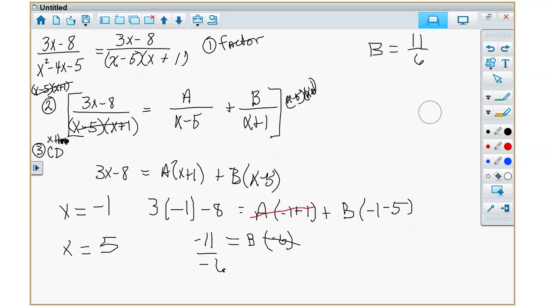Why do you leave out the denominator? Where did I leave out the denominator? We have to get a common denominator, right? So we have to multiply everything. On this side, 3x minus 8 times x minus 5 times x plus 1 over x minus 5 times x plus 1. What happens? That cancels out. Over here, a times x minus 5, x plus 1 over x minus 5. What cancels? And that's what will always happen. Has everybody got this part?